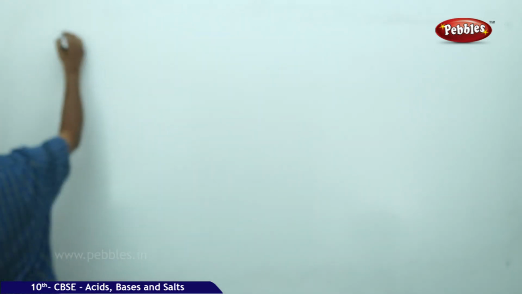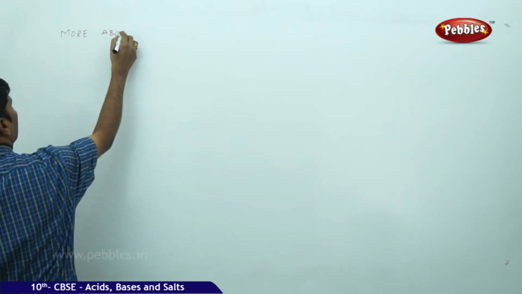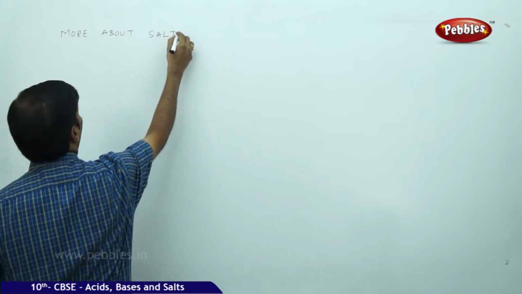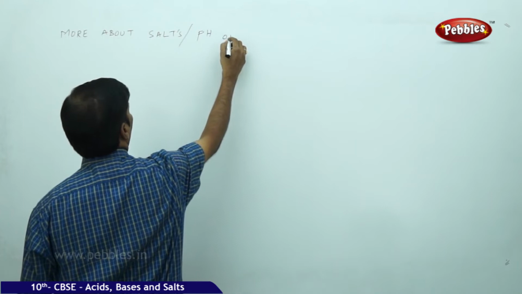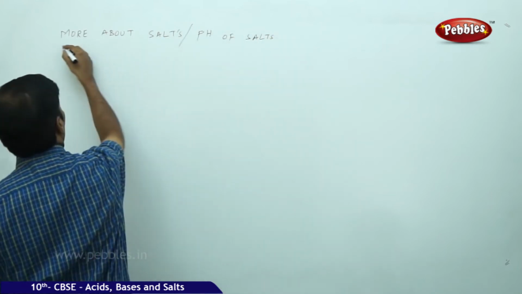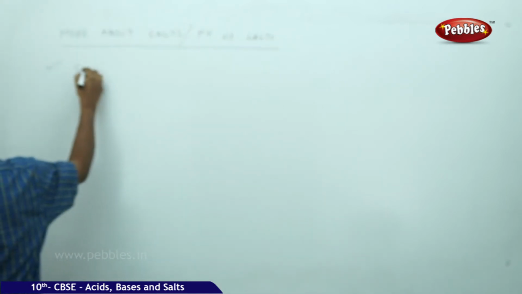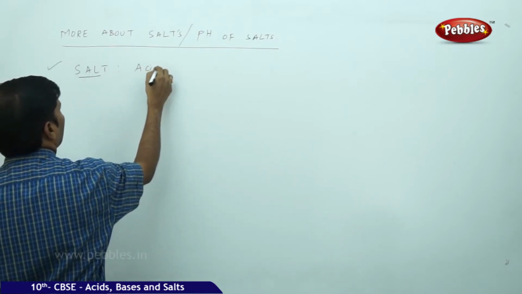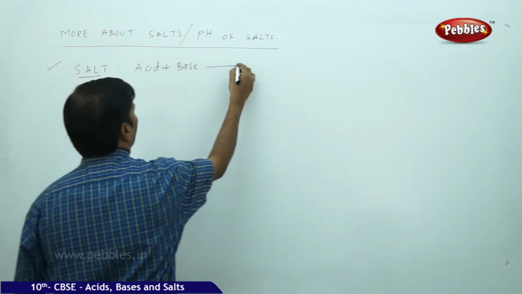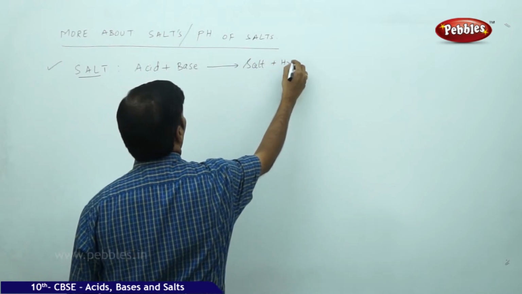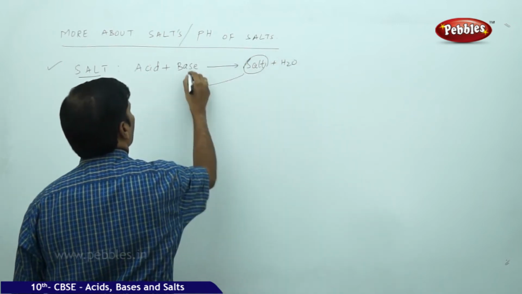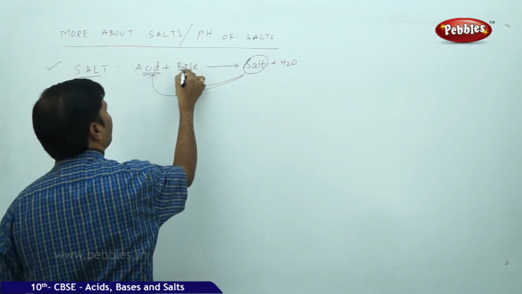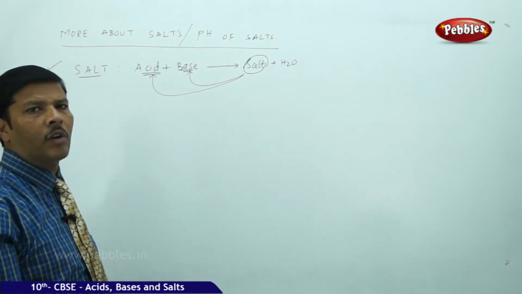The next part under our discussion in this chapter, acids, bases and salts, is more about salts and pH of salts. A salt is always formed when an acid reacts with a base. Always it gives salt plus water. That means every salt contains a small amount of acidic nature and a small amount of basic nature in it.